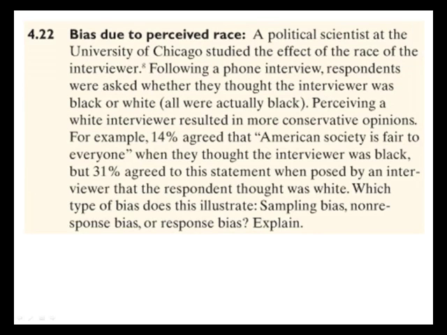A political scientist at the University of Chicago studied the effects of race of the interviewer. Following a phone interview, respondents were asked whether they thought the interviewer was black or white. All were actually black. Receiving a white interviewer resulted in more conservative opinions. For example, 14% agreed that American society is fair to everyone when they thought the interviewer was black, but 31% agreed to the statement when posed by an interviewer that the respondents thought was white. Which type of bias does this illustrate? Sampling bias, non-response bias, or response bias?